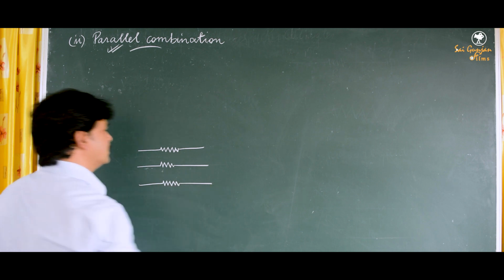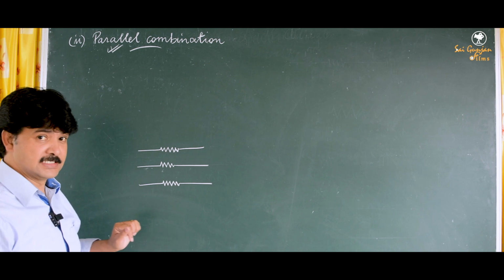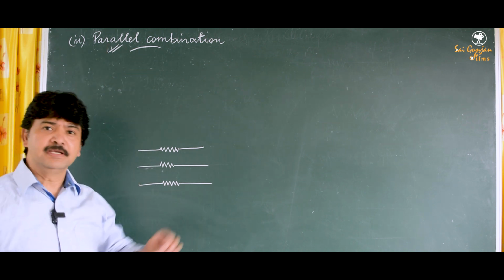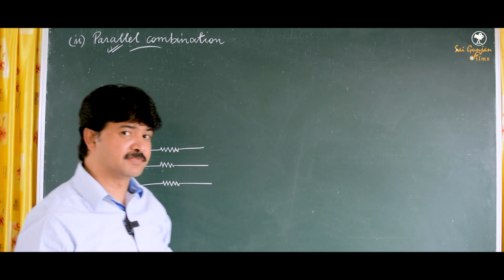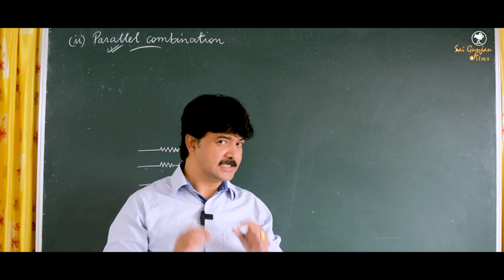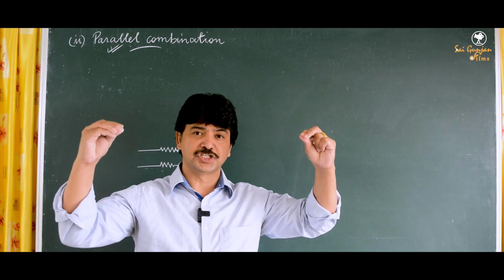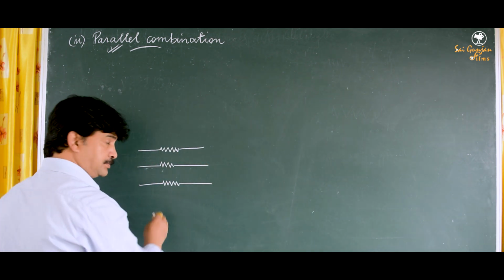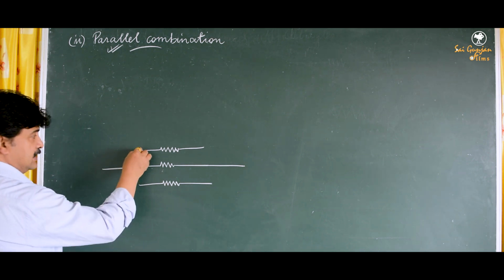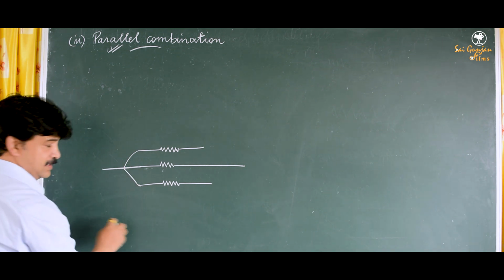Although we show them by drawing the parallel resistances, that is not the meaning of this parallel combination. A parallel combination is that kind of combination where all the resistances are connected in such a way that they have two common junctions. Like this one. Let's see, this end is connected at this point and this is connected to this one also.